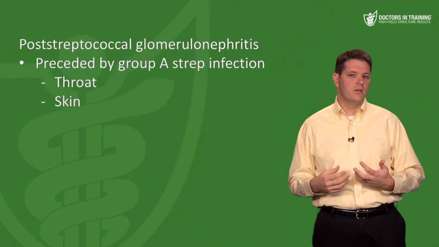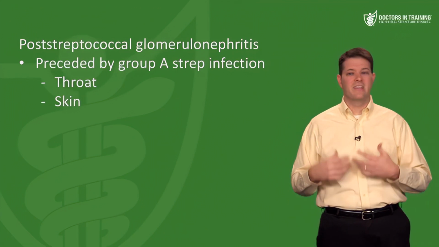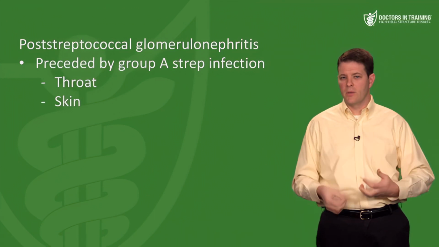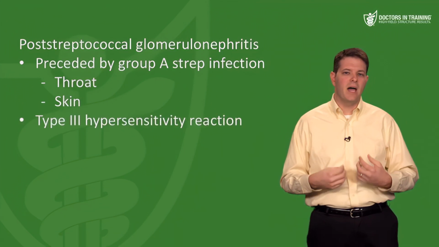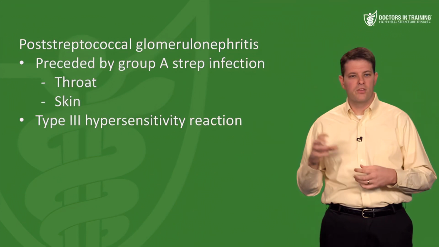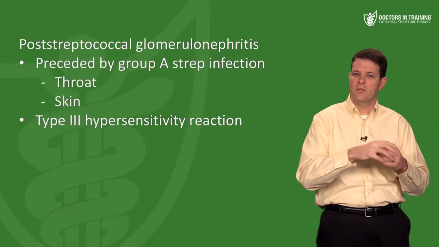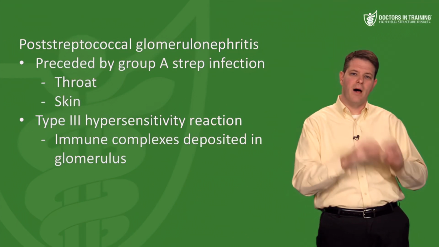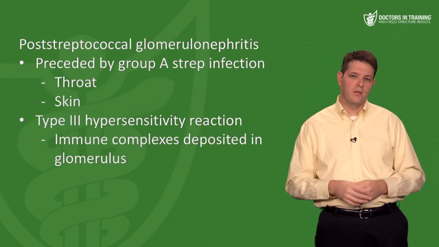You're going to see this in a patient who had strep throat or a group A strep skin infection like impetigo 1 to 3 weeks prior to presenting with glomerulonephritis. So this is a type 3 hypersensitivity reaction where circulating antibodies bind to certain streptococcal antigens and they form immune complexes, and those immune complexes get deposited in the glomerulus.